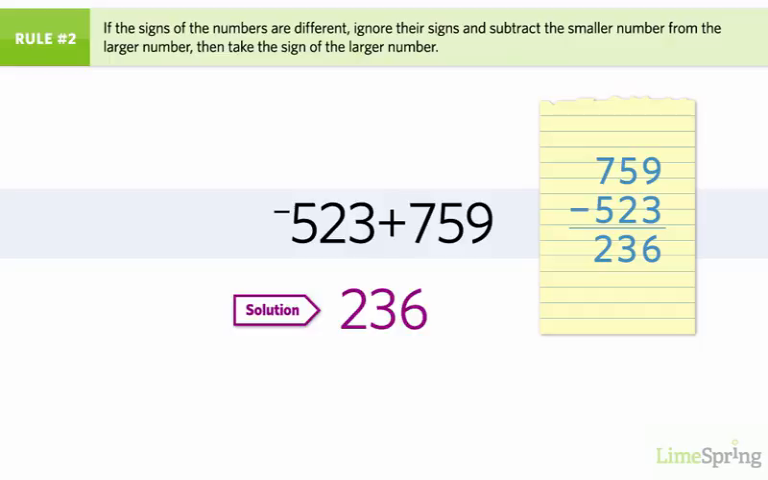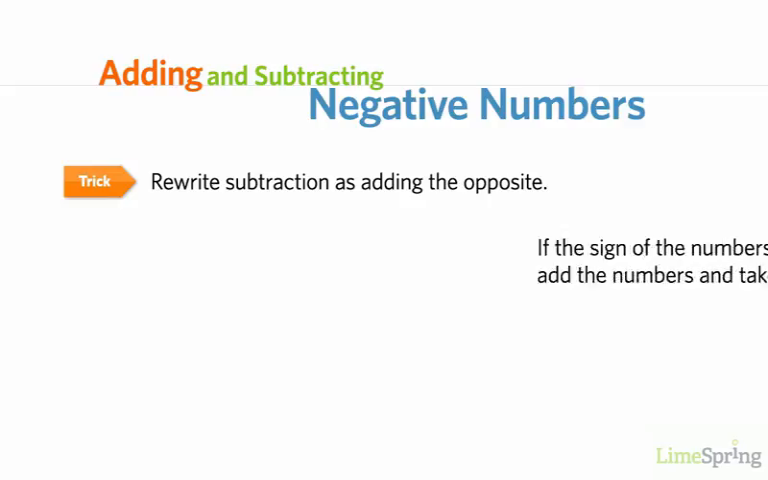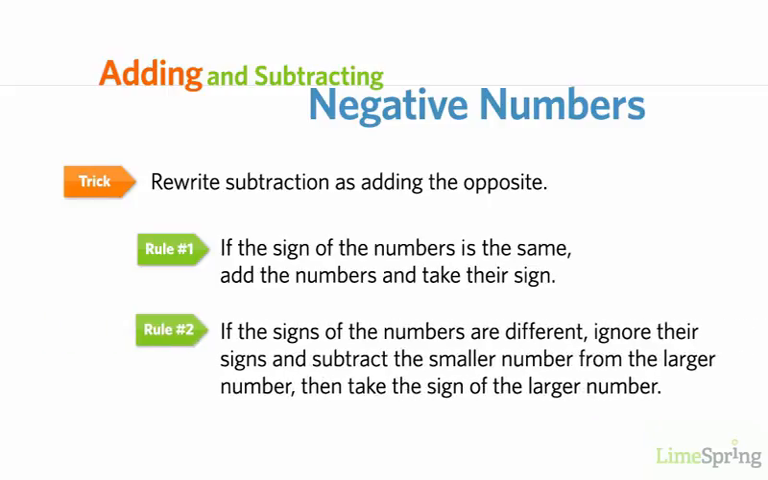Hopefully you agree that using our trick made that problem much easier to solve. Now, before we get to the last problem, let's summarize what we've done so far. We rewrote subtraction as adding the opposite, and then we applied one of two rules. Rule number 1, if the sign of the numbers is the same, add the numbers and take their sign. Rule number 2, if the signs of the numbers are different, ignore their signs and subtract the smaller number from the larger number, then take the sign of the larger number.